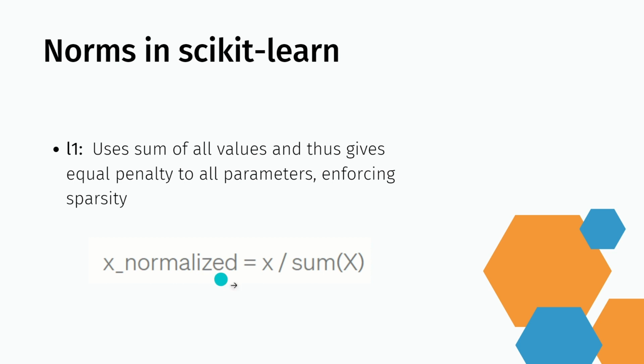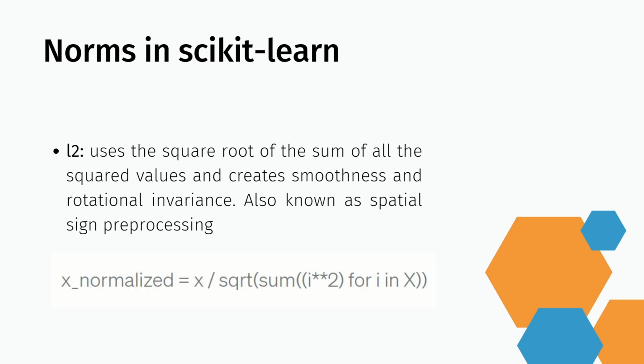X normalized equals x upon the sum of absolute values of x. And then the third norm we have is L2. L2 uses the square root of the sum of all the squared values. Now it might be a bit difficult to comprehend because of the words being used to understand the formula, but once we see it on the whiteboard you'll be pretty clear with it. This creates smoothness and rotational invariance. L2 is also known as spatial sign preprocessing.